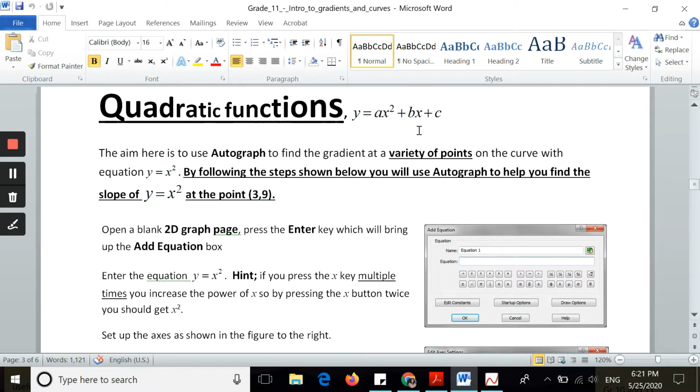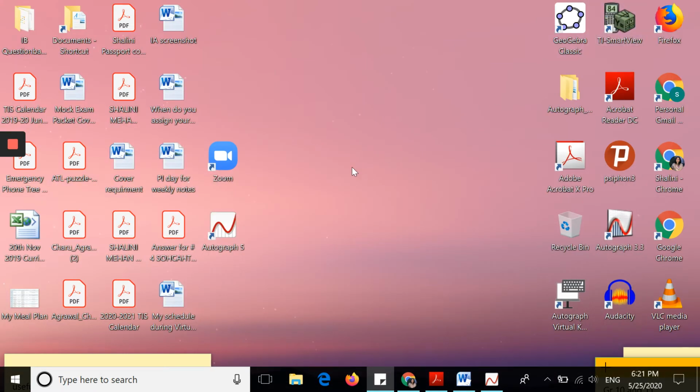I mean, you can find the gradient in two different ways. The first way, first I'm going to talk about the first one, and I'm going to use Autograph for that. I just wanted to show you, I did not have Autograph for some reason. The school subscription of Autograph was not working for me, but then I found Autograph 5 actually.